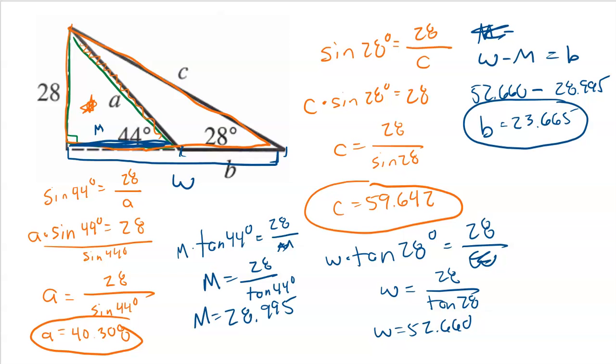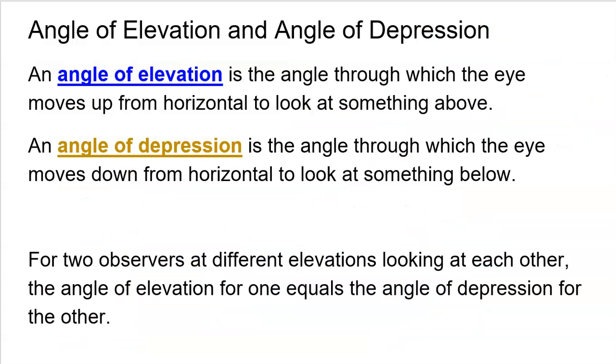All right, let's look at some more wordish type real-world problems here. And first, we're going to do a quick little lesson on angle of elevation and angle of depression. So an angle of elevation is the angle through which the eye moves up from a horizontal to look at something above. So if you are standing and you're looking up, the angle at which your eyes look up is the angle of elevation. And the angle of depression is the exact same thing, but if you're looking down. So it's the angle through which the eye moves down from the horizontal to look at something below.